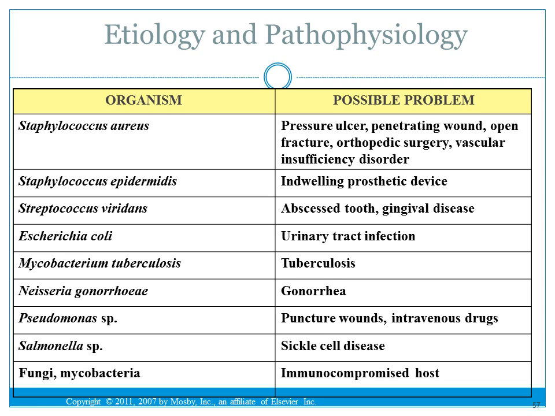This next slide addresses several of the different organisms commonly associated with osteomyelitis. Again, Staph aureus being the number one associated organism with osteomyelitis. But it'll show you the organism and some of the possible problems that might be presented with this particular disease process.